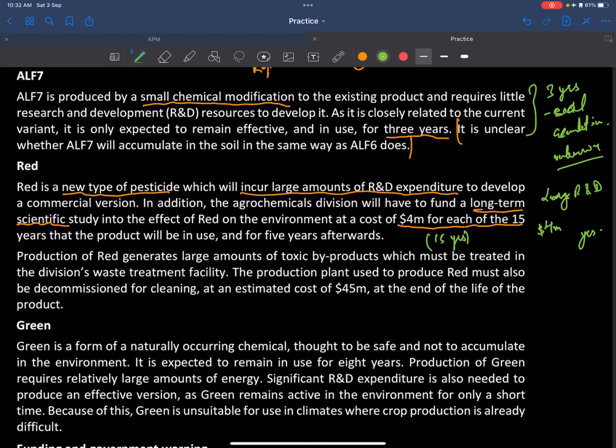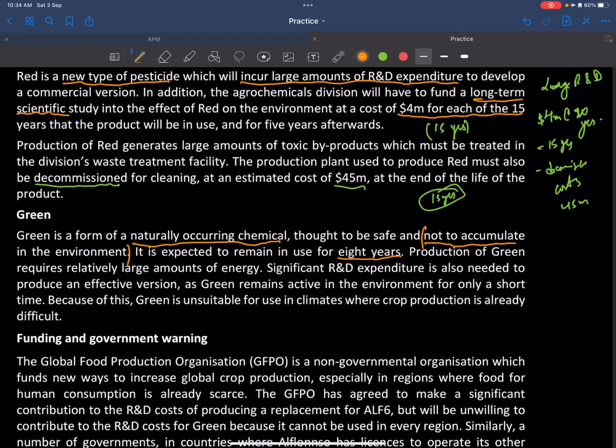And green is a form of naturally occurring chemicals, okay? So green is a naturally occurring chemical and thought to be safe and not to accumulate in the environment. So it's already sure, right? We could talk about that benefit. Useful for 8 years. Naturally occurring. 8 years. And what else?